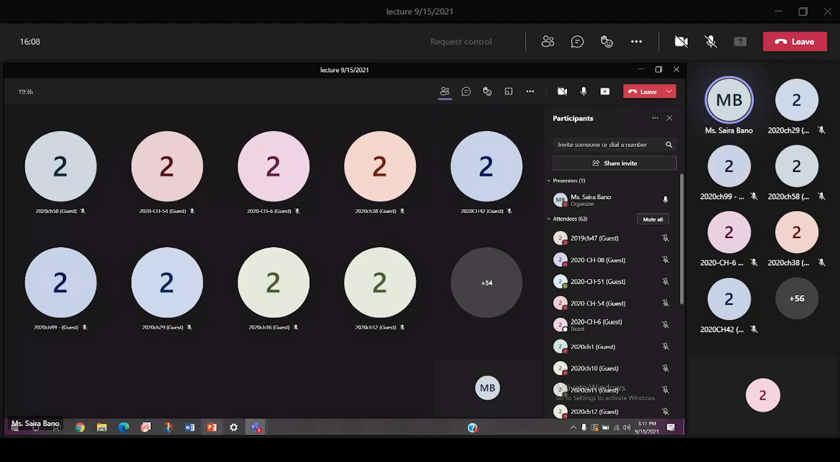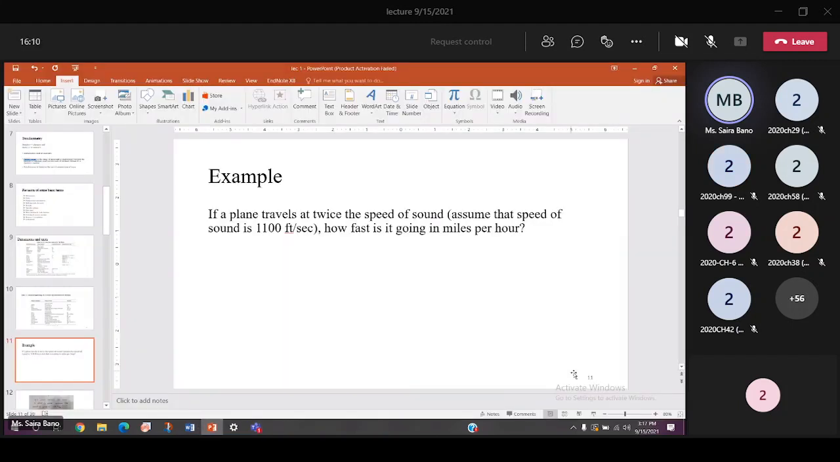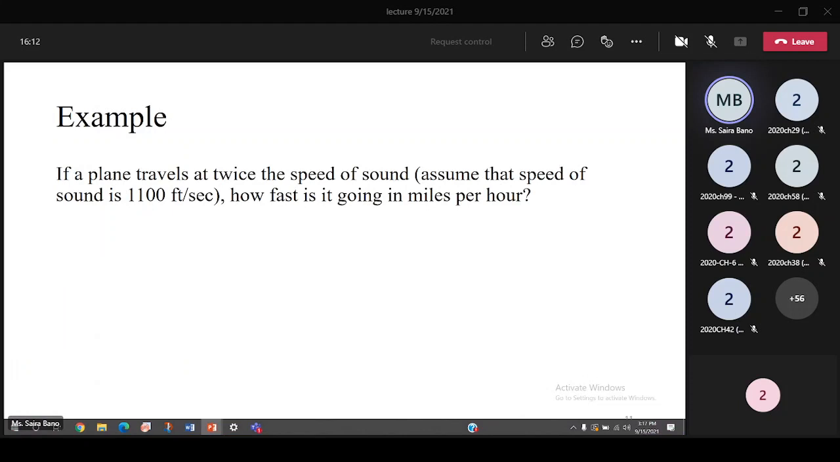A plane travels at twice the speed of sound. Assume that the speed of sound is 1100 foot per second. How fast is it going in miles per hour? You just have to simply calculate the speed in miles per hour.